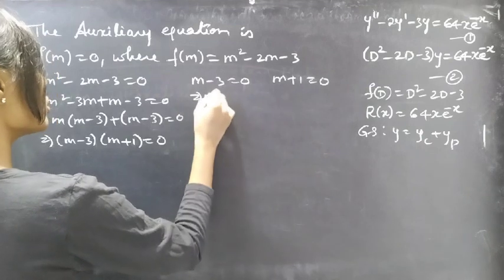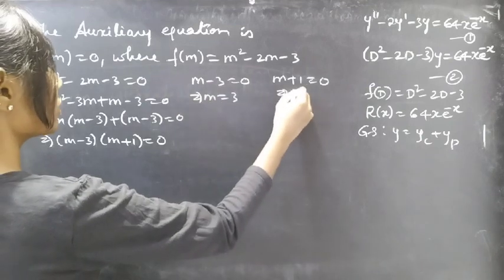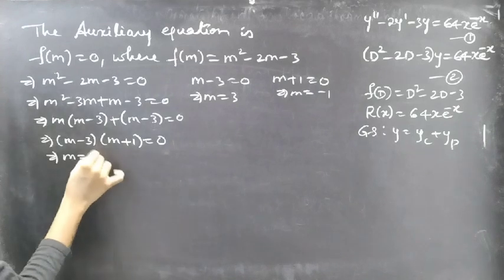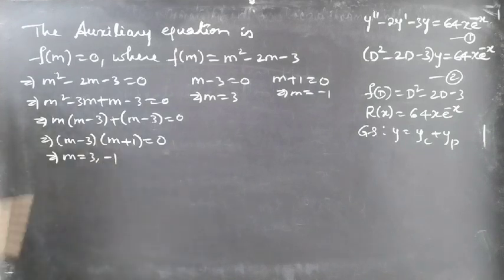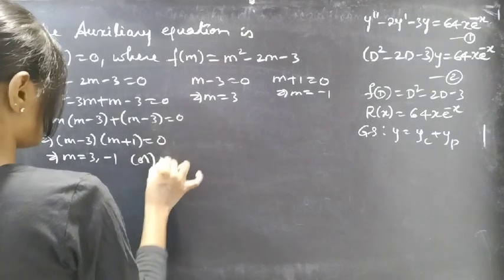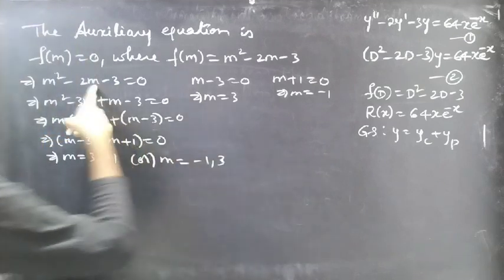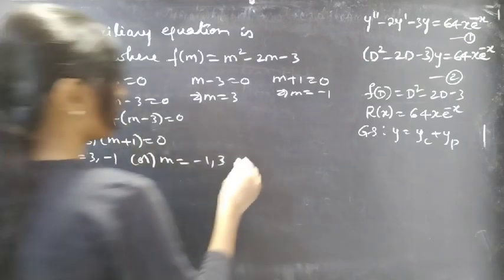From m - 3 = 0, we'll get m = 3, and from m + 1 = 0, we'll get m = -1. Then m = 3, -1 are the roots of the auxiliary equation, or m = -1, 3 are the roots to the auxiliary equation. The roots are real and distinct.